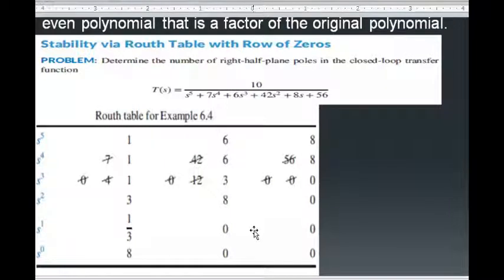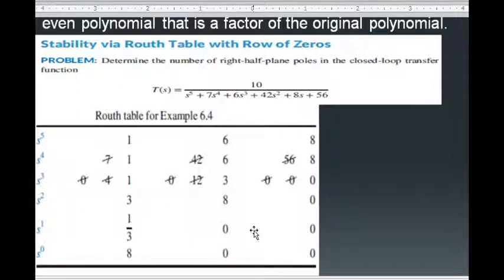Now that's the first step, that you create the Routh table. So how do you create the Routh table if the entire row is 0? You just look at the row above it, write the polynomial for that, differentiate it, and then write the coefficients there. Okay, that's the first step. Now how do you interpret that? What does it actually mean if the entire row becomes 0?